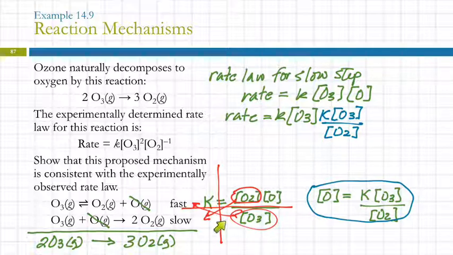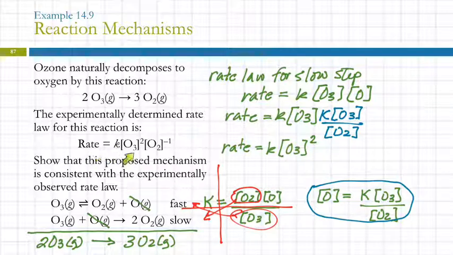So I rearranged this, I solved for the concentration of O, and then I plugged this in where O was. Then I need to look and see, well, can that be simplified in any way? Well, yeah, we should combine like terms. We're going to combine the constants. So rate equals rate constant times O3 squared.